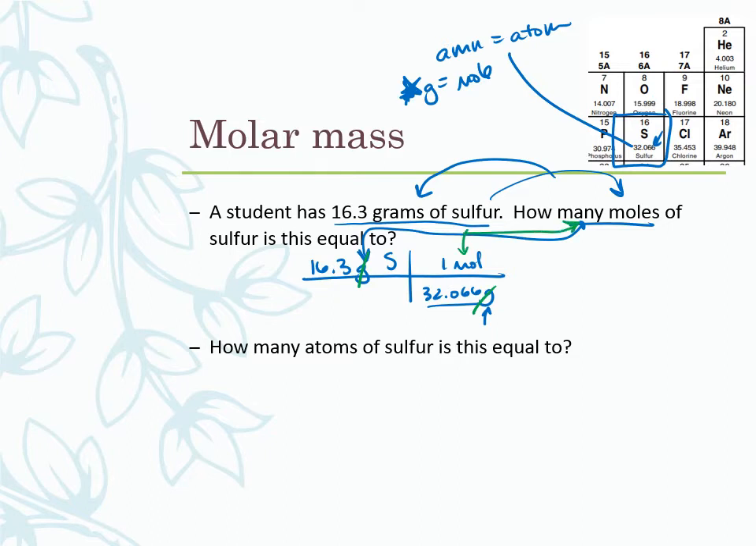So with my calculator, I'm going to multiply across the top, 16.3 times 1, divided by the bottom, 32.066, and we're going to get 0.508 3265764, lots of decimal places. I don't want to keep all those. We're going to count our sig figs. We have 1, 2, 3. We have 1, 2, 3, 4, 5.